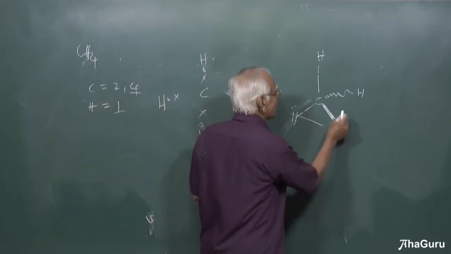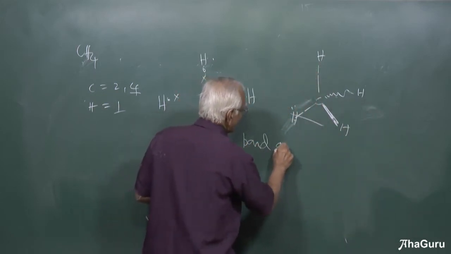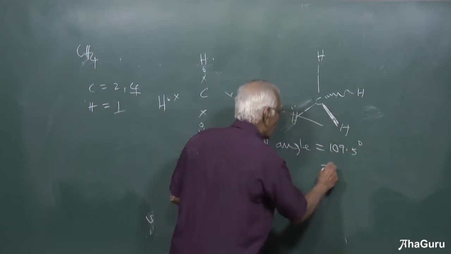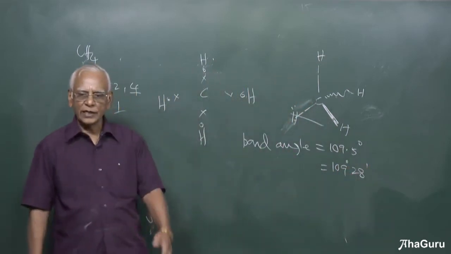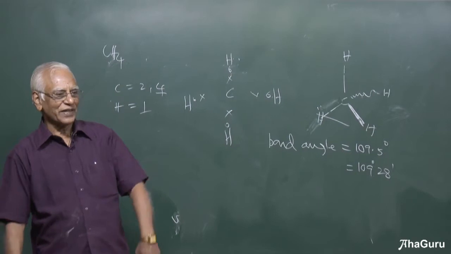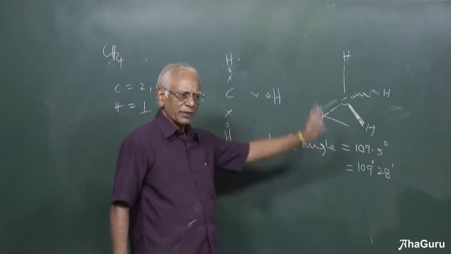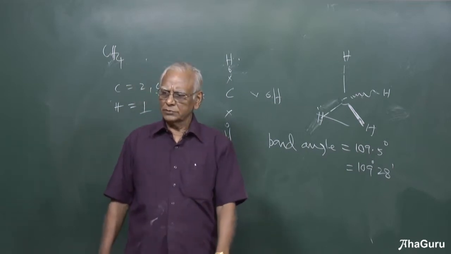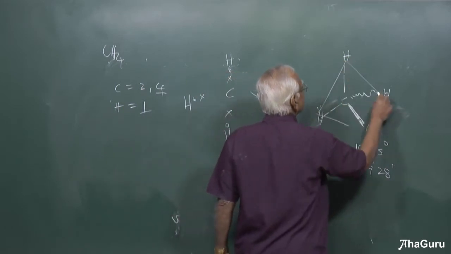Now, how does it look? A regular tetrahedral bond angle is 109.5 degrees. To be more accurate, 109 degrees 28 minutes. 1 degree is equal to 60 minutes, and 28 minutes is roughly 0.5 degrees. So 109.5. Based on VSEPR, any deviation leads to bond pair repulsion. How does it look? Do you see here?